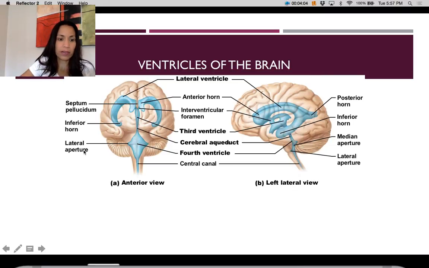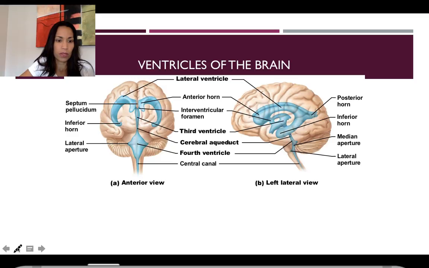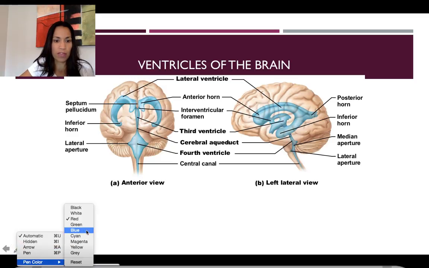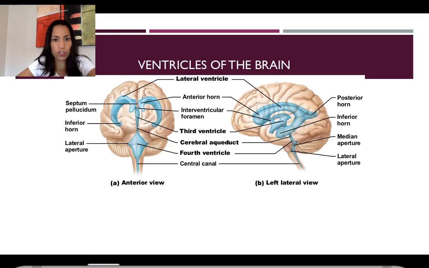So in here, I'm going to show you the image that you have in your book. See that we have ventricle chambers, that they have a space inside and they're filled with fluid. That's what it is. So we have one in the right and the second in the left cerebral hemisphere. So these are the lateral ventricles.